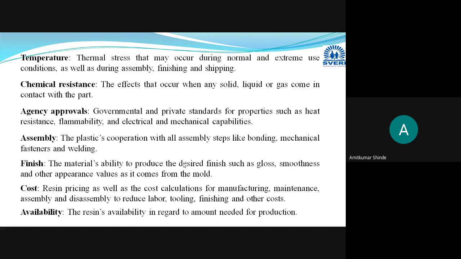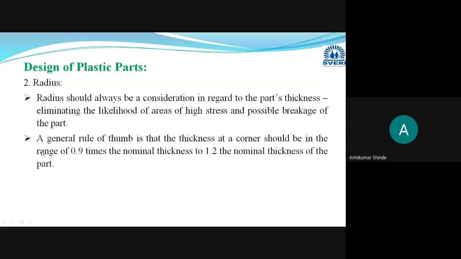The first point you have to take into consideration while designing any part is the selection of the material. And while selecting the material for any plastic part design, you have to take these points into consideration: temperature, chemical resistance, then agency approvals, then assembly, finish, cost, and availability. Okay, this is the first point that you have to take into consideration, and this is a very important point.